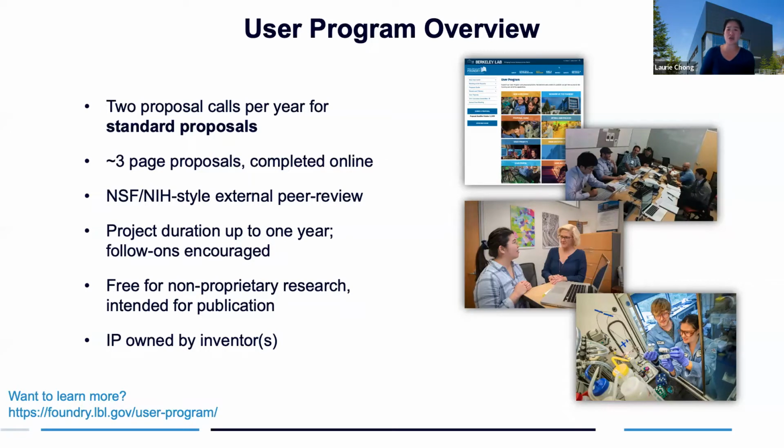Once accepted, you get up to 1 year of access to our facility. So that's access to our staff, to our equipment, but it's also for using a desk, for using our conference room space, and basic consumables like gloves, chemicals, etc. Once you get to the end of that year, you can actually apply for what's called a follow-on proposal to get additional time. The main difference here is that you have to demonstrate continued need for the Foundry.